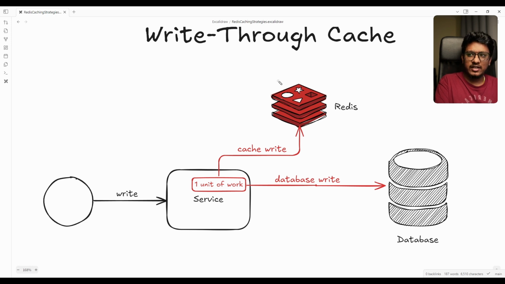Moving on to the advantages of write through cache strategy. As you can see, cache and database are always in sync. Read operations are always fast because it will always be a cache hit and the data will be sent directly from Redis. Now, of course, as we have these advantages, there are disadvantages as well.